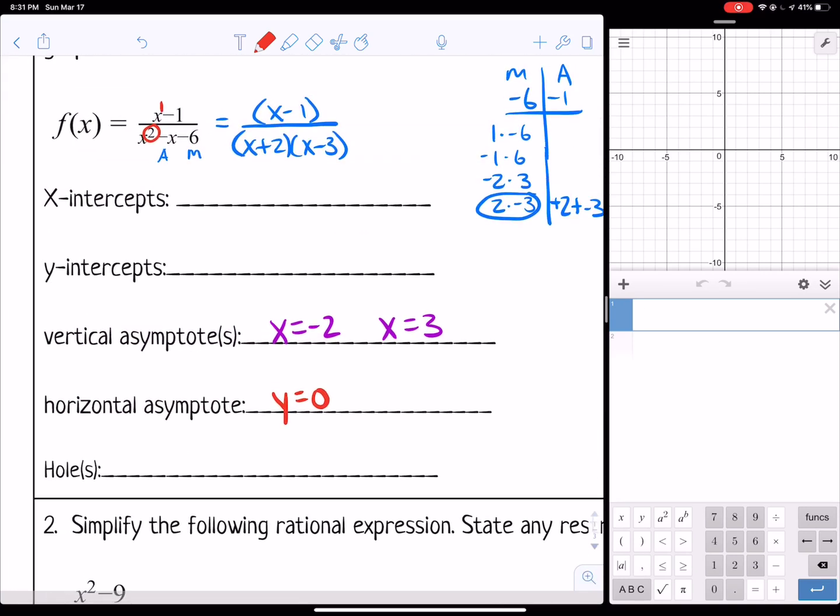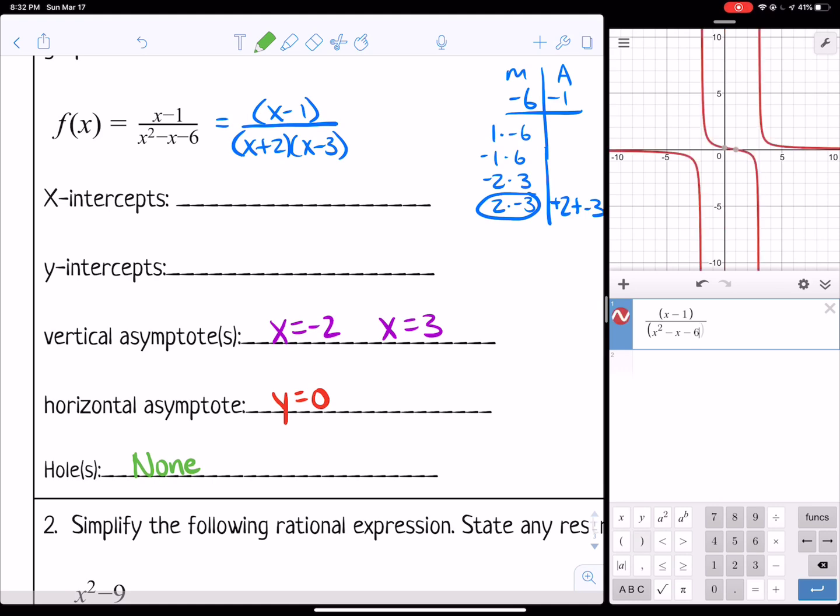Then it asks about holes. So holes occur when you have a common factor in the numerator and the denominator. So in this case, we did not have any that crossed out, so we have no holes. And so now I'm just going to type in my original problem into Desmos and take a look at the graph, and that way I'll pick out the x and y intercepts. So I'm going to put parentheses x minus 1 divided by, and then in parentheses I'm going to put x squared minus x minus 6.